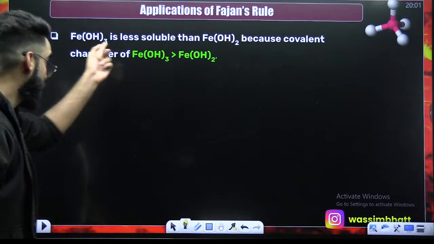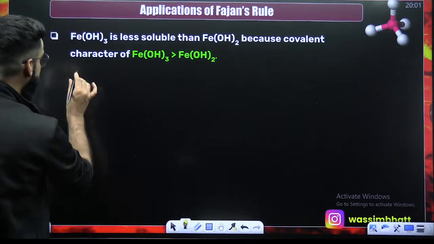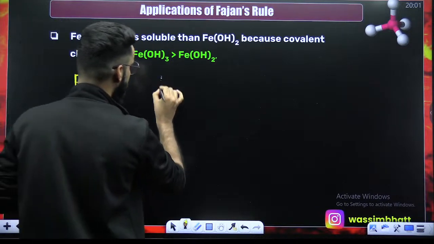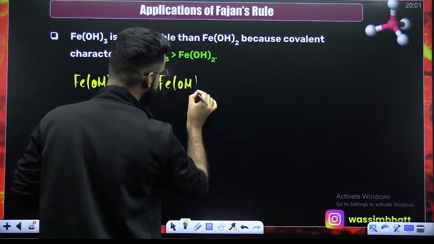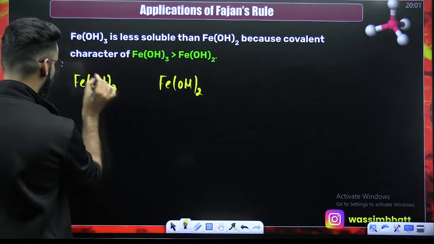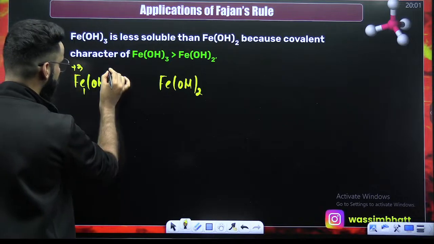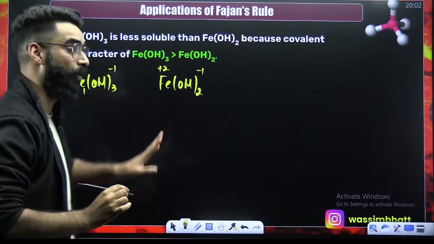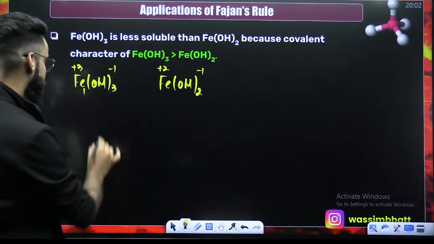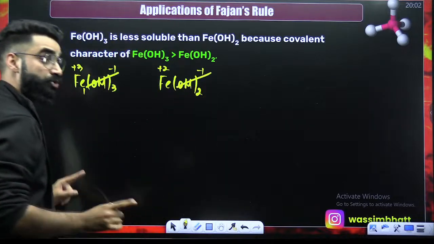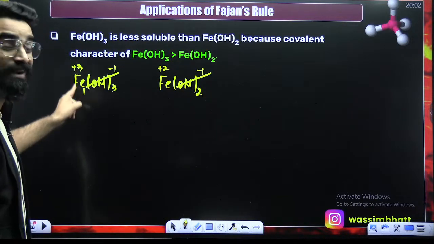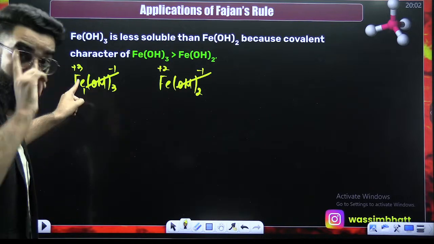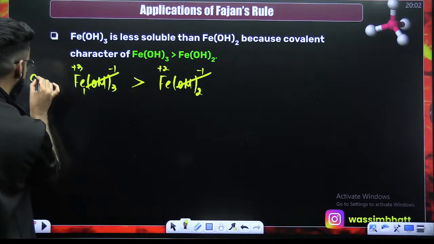Number two. Look at this particular statement. We have Fe(OH)3 and Fe(OH)2. Over here, you have Fe tripositive, OH negative, and Fe dipositive, OH negative. Compare their covalent characters. First of all, you cannot decide on the basis of anion because it's the same. So talk in terms of cation. The charge on the cation here is more. The more the charge on the cation, the more the polarizing power of the cation, and the more the covalent character. So this is the order of covalent character.